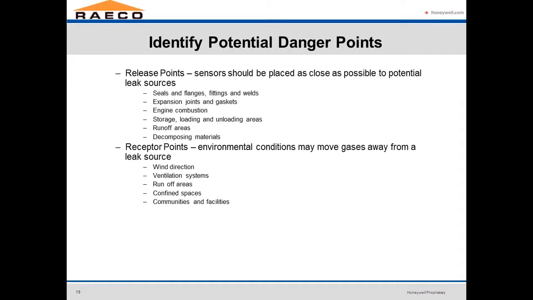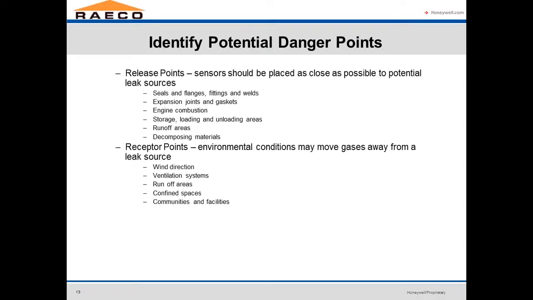So where do we place these sensors? We need to start thinking about where the problems could occur at a facility. We're looking at areas that have seals, flanges, pumps, welds, and expansion joints. Those are typical areas where gases can get released, and failures in those places would cause leaks. We're also looking at storage areas, loading and unloading areas, runoff areas for major spills, and decomposing materials from methane releases.